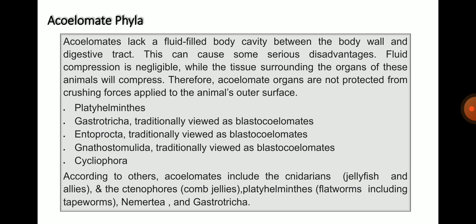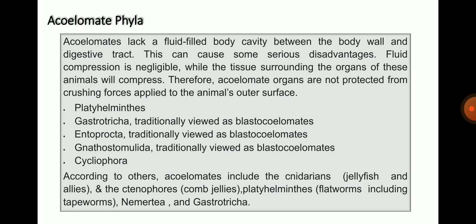Some more points regarding acoelomate phyla. Acoelomates lack a fluid-filled body cavity between the body wall and digestive tract. This can cause some serious disadvantages. This is the disadvantage to be an acoelomate here. The fluid compression is negligible, while the tissue surrounding the organs of these animals will compress. Therefore, acoelomate organs are not protected from crushing forces applied to the animal's outer surface.